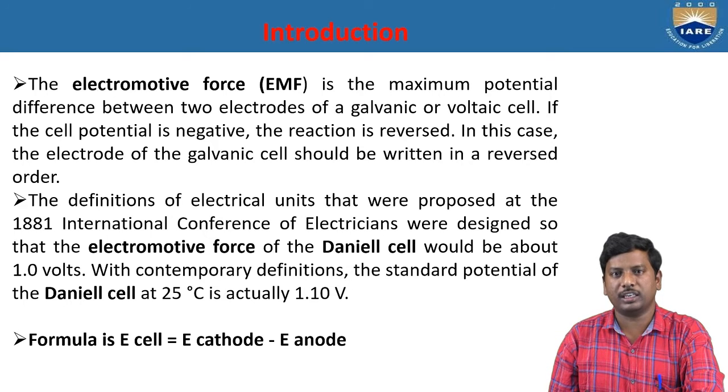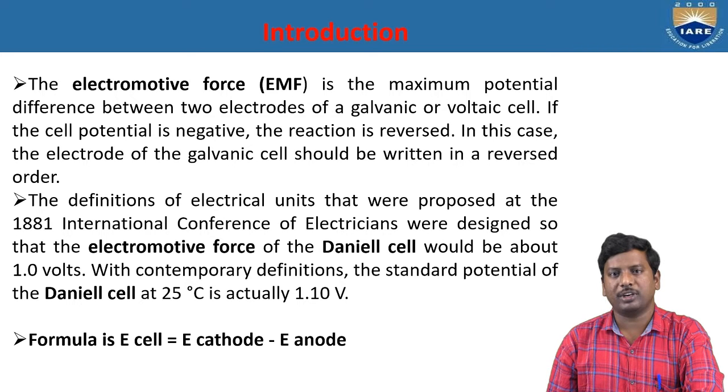So first of all, we see what is the electromotive force. The electromotive force is the maximum potential difference between the two electrodes of a galvanic or voltaic cell. If the cell potential is negative, the reaction is reversed. In this case, the electrodes of a galvanic cell should be written in reversed order. So first of all, what is the meaning of a galvanic or voltaic cell? The chemical energy converts into electrical energy.